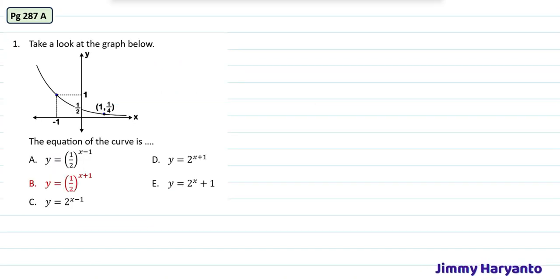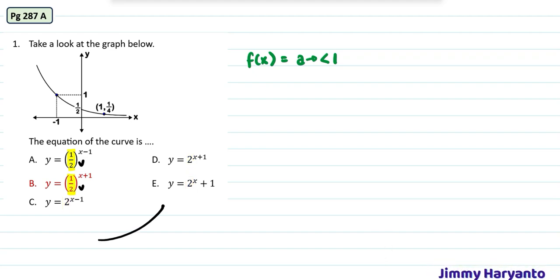Next is 287a. For this one, we are already in the exponential functions. So as you can see, the shape is like this. It's decreasing. When it is decreasing, that means the base, or the a, will be less than 1. So you have to choose the one that will give you a base of less than 1. That means this one and this one. The base is this one, guys, half. This one is 2, which is already wrong, because if it is 2, the shape will be like that.